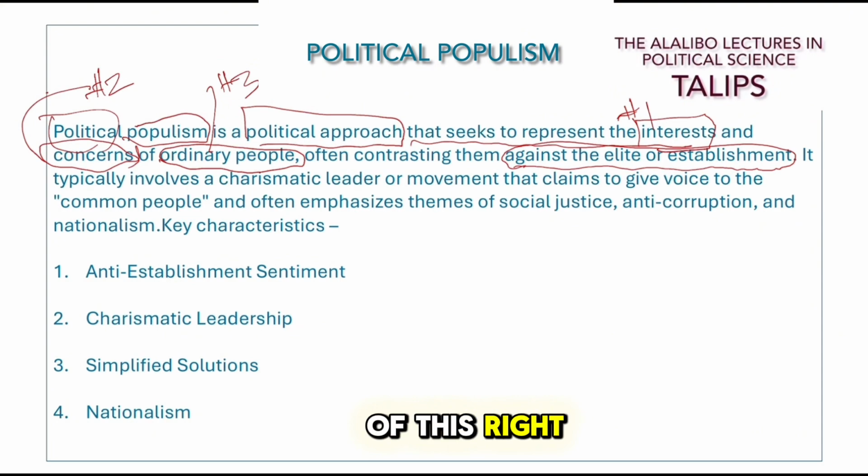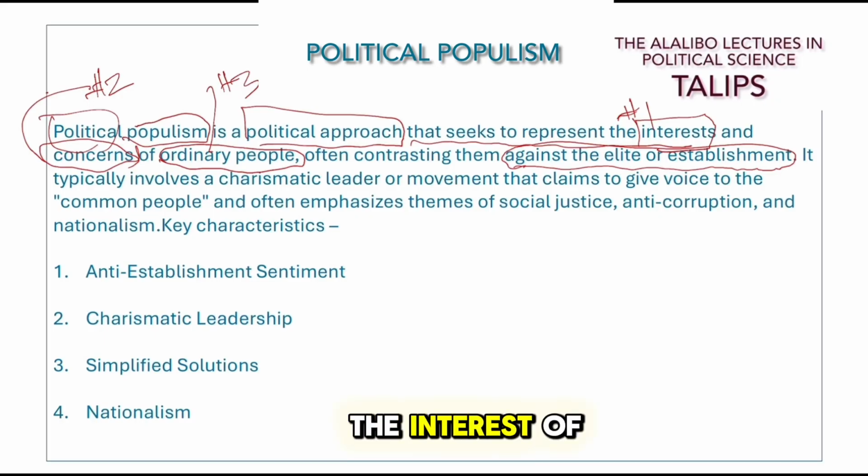Please take note of this, right? So here we are talking about ordinary people versus elite, right? Contrasting them with the elite of society. Political populism is an approach that seeks to represent the interests and concerns of ordinary citizens. Now, why is that important? Why is that important in the grand scheme of things? It's important for a number of reasons.